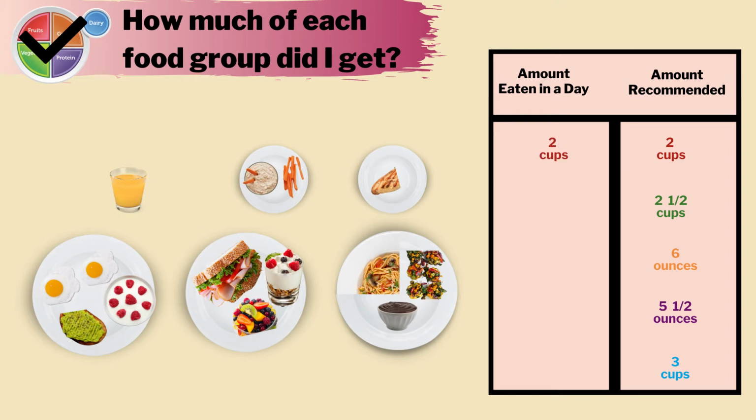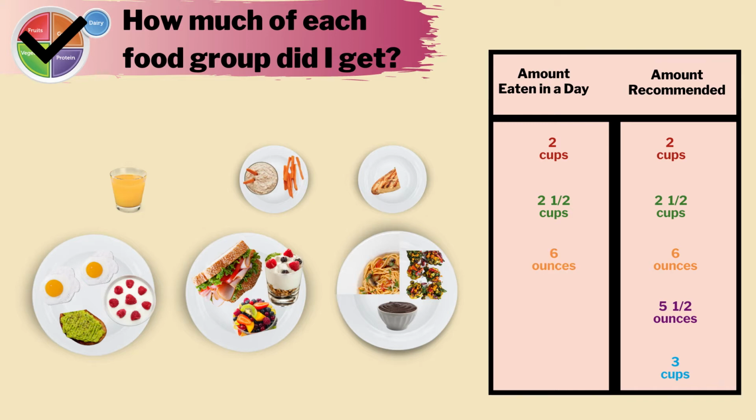For the fruit food group, the orange juice at breakfast with some fruit added to the yogurt, the fruit parfait, and the mixed fruit at lunch gave me a total of 2 cups of fruit for the day. For the vegetable food group, adding the avocado at breakfast and the roasted vegetables at dinner gave me a total of 2.5 cups. Remember that according to MyPlate, aim to include a variety of fruits and vegetables in your day.